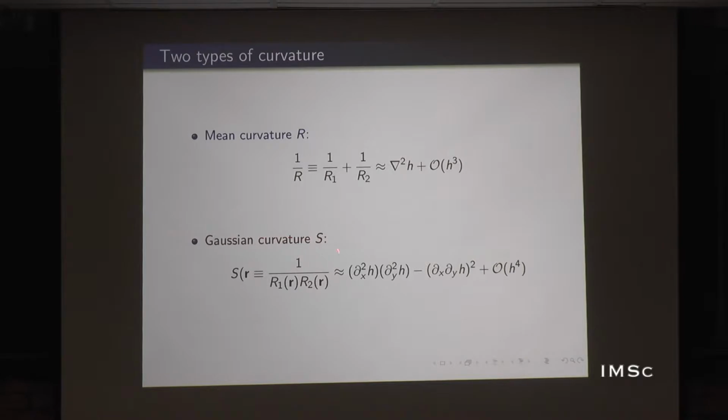Then you have the Gaussian curvature, which is the determinant of the curvature matrix, which takes a slightly more complicated form, which is quadratic in h.